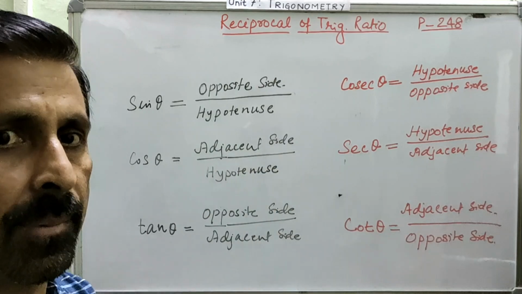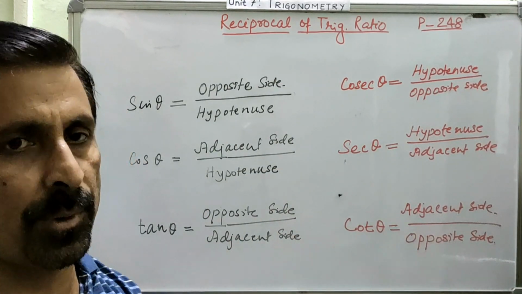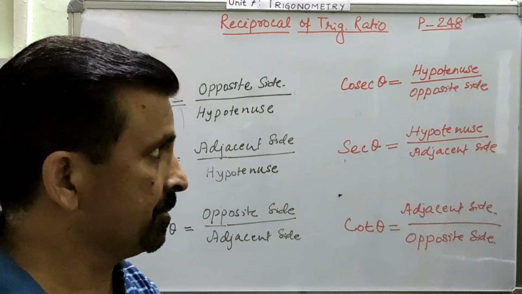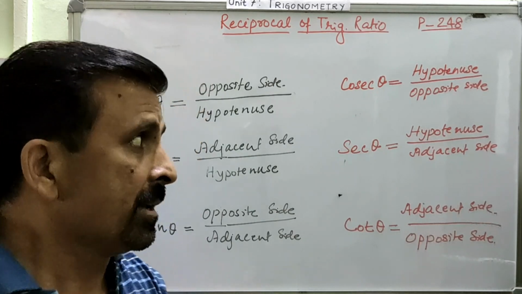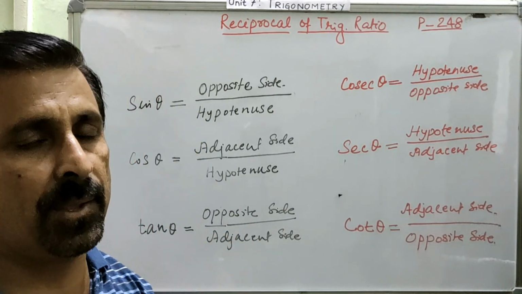This way I am able to remember, right? And then for tan theta, it is cot theta. For this last, there is no problem. So this is the reciprocal of the trigonometrical ratio. Clear?